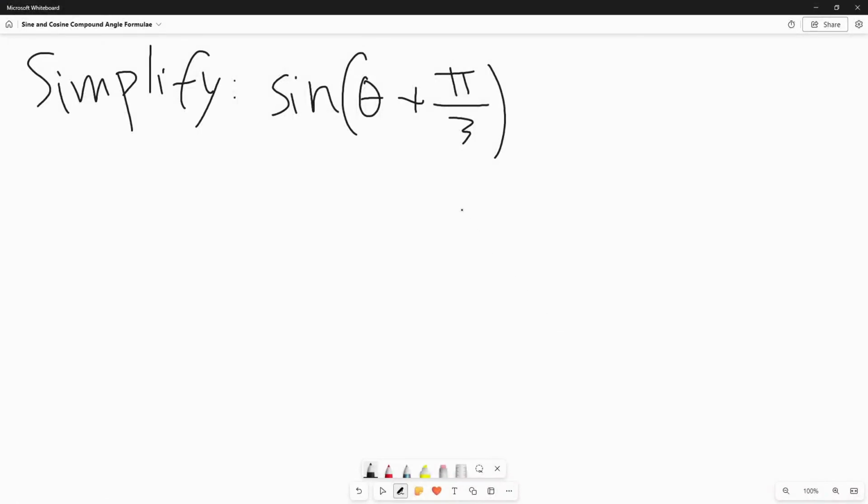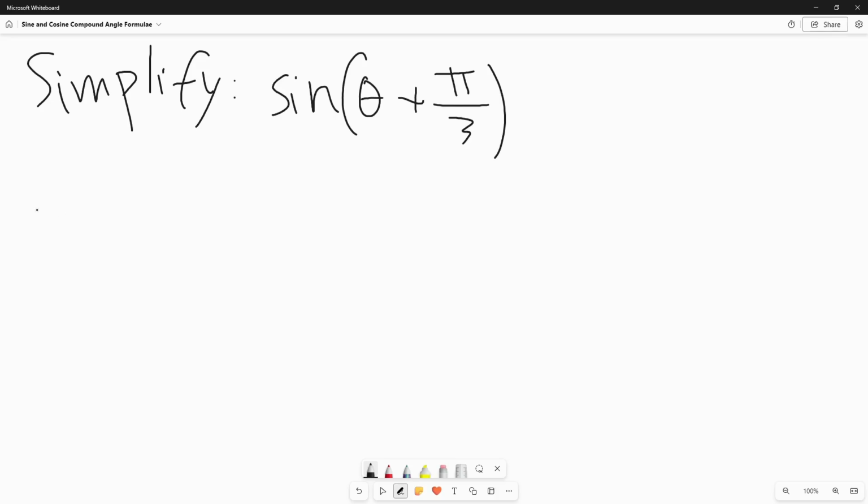Now let's start with another practice problem. If you think you can do this one, then pause the video and do it. But this video is asking you to simplify this one, or rather expand it, because I guess it's more complex. But we can notice that this is in the format of sine a plus b, where theta is a and pi over 3 is b.